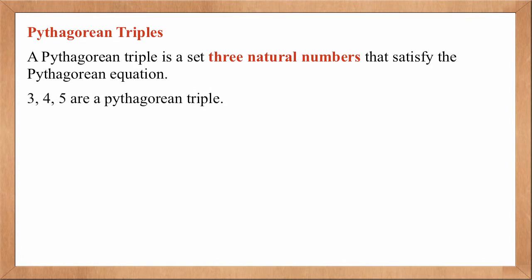So for example, 3, 4, and 5 are a Pythagorean triple. Why? Because they satisfy the Pythagorean equation. 3 squared plus 4 squared equals 5 squared. 9 plus 16 is 25, and 25 equals 25. That is a true equation. That's what it means to satisfy the Pythagorean equation. You're going to get the reflexive property at the end. It is a true statement to say that 25 is equal to 25.